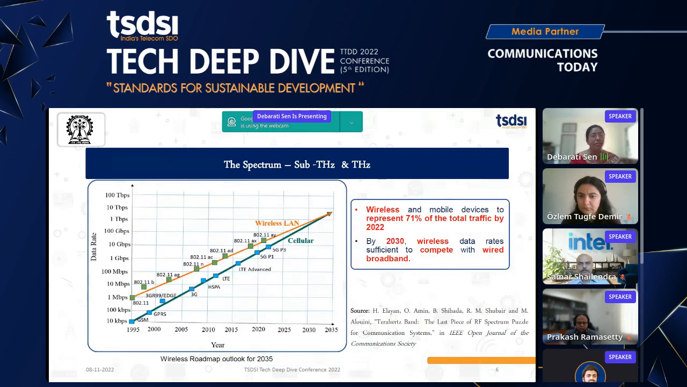On the spectrum side, remember for 2020 we thought we would be able to transmit 100 Gbps over wireless. That was the dream for 5G. Going ahead, we are targeting at least 10 terabits per second over wireless. So it is not only the optical communication link, we are crossing that to a bigger extent and fixing the target for system engineers for 2035. And mobile devices will be 71% of the total traffic by 2022, and by 2030 we are going to have data rates sufficient to complete the wide broadband services.